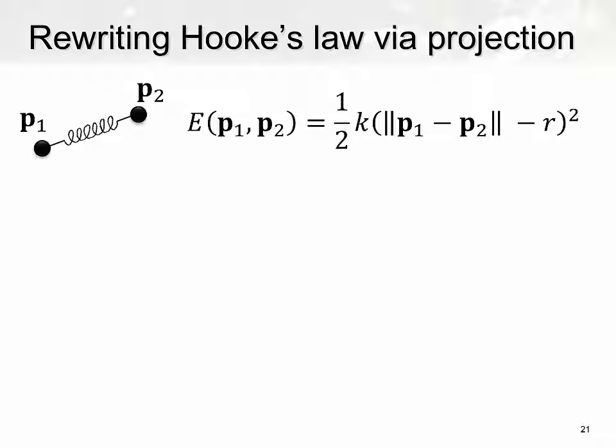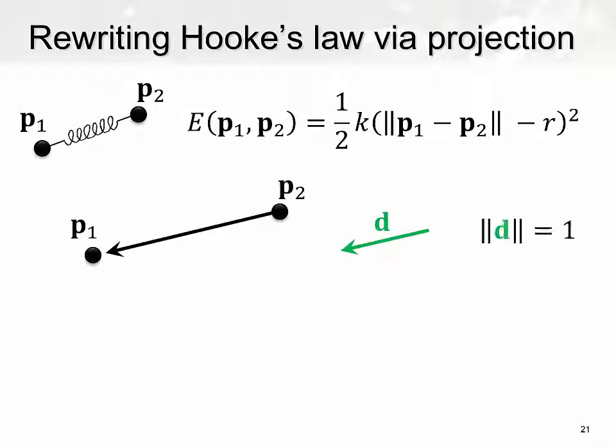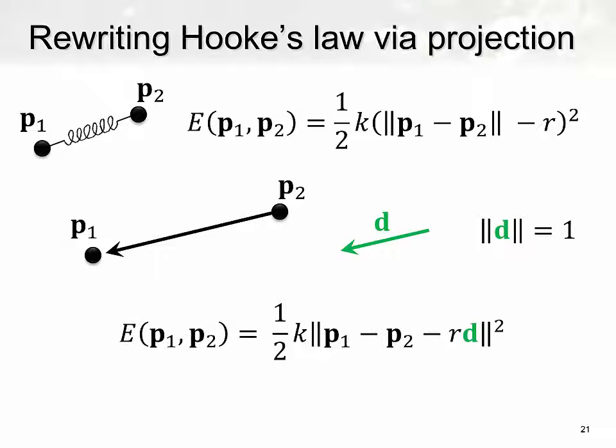So the term inside the norm, P1 minus P2, is a 3D vector. And we can project it onto vector D, which has unit length. Now Hooke's law can be written as a square distance between P1 minus P2 minus R times D, where R is the rest length of the spring. And with some math you can show that this is exactly equivalent. This is not an approximation, this is just rewriting of Hooke's law.